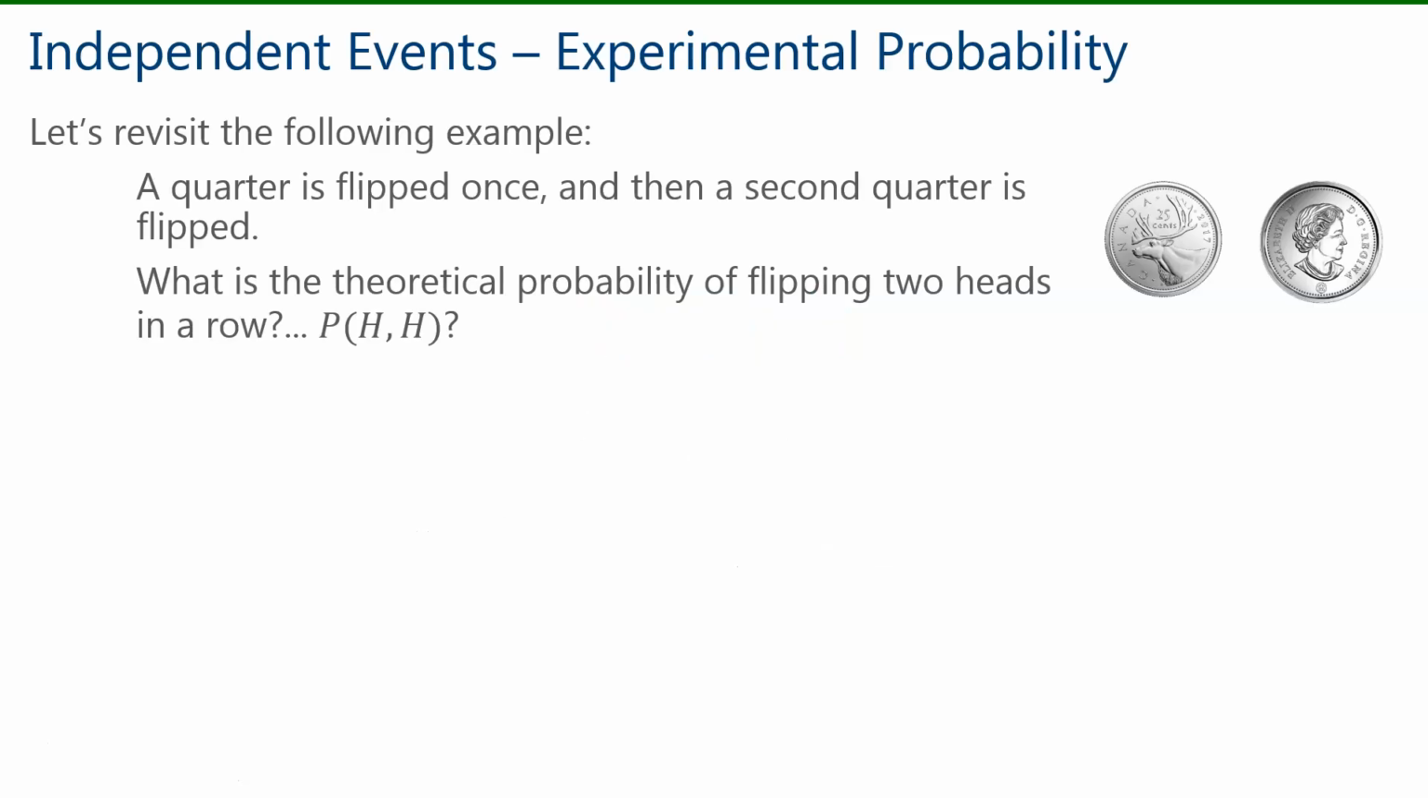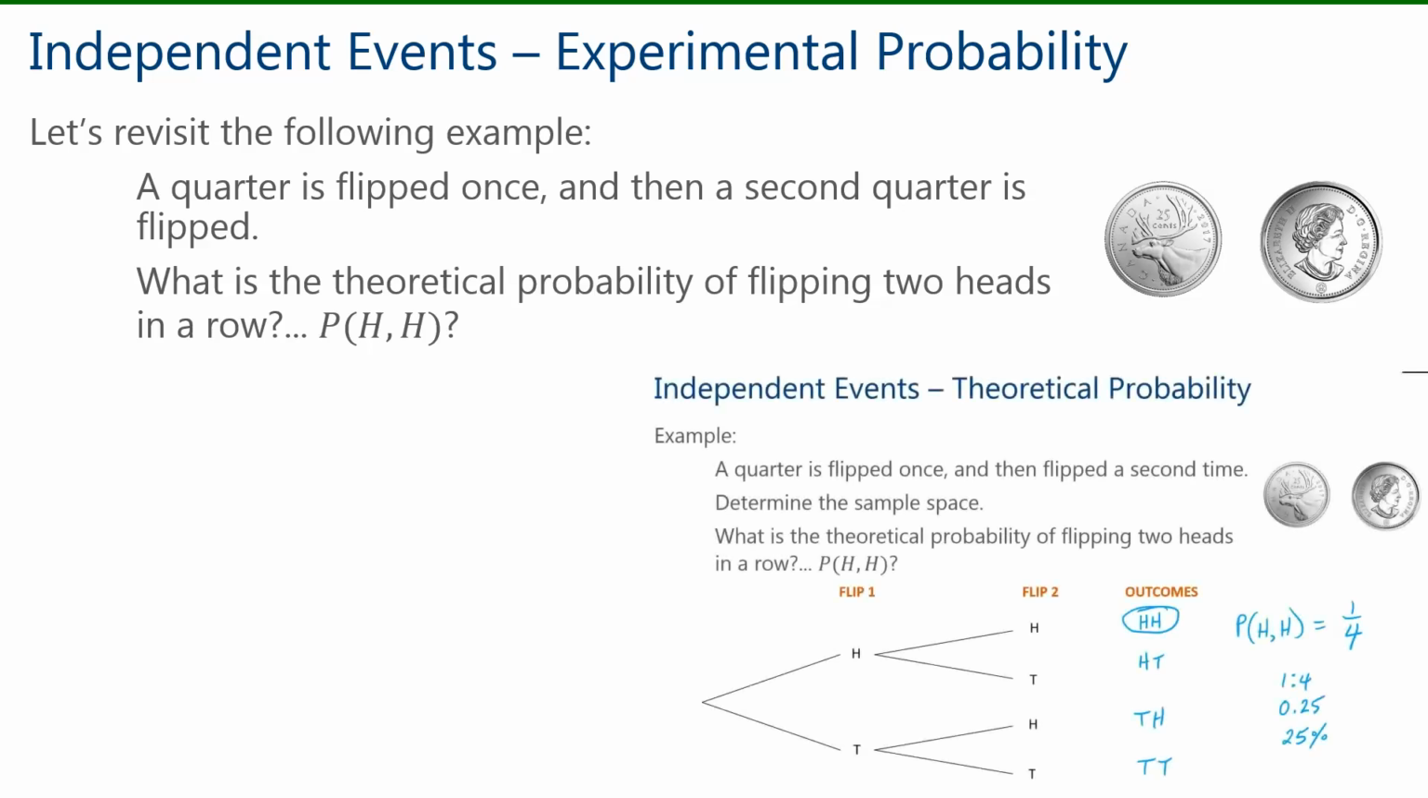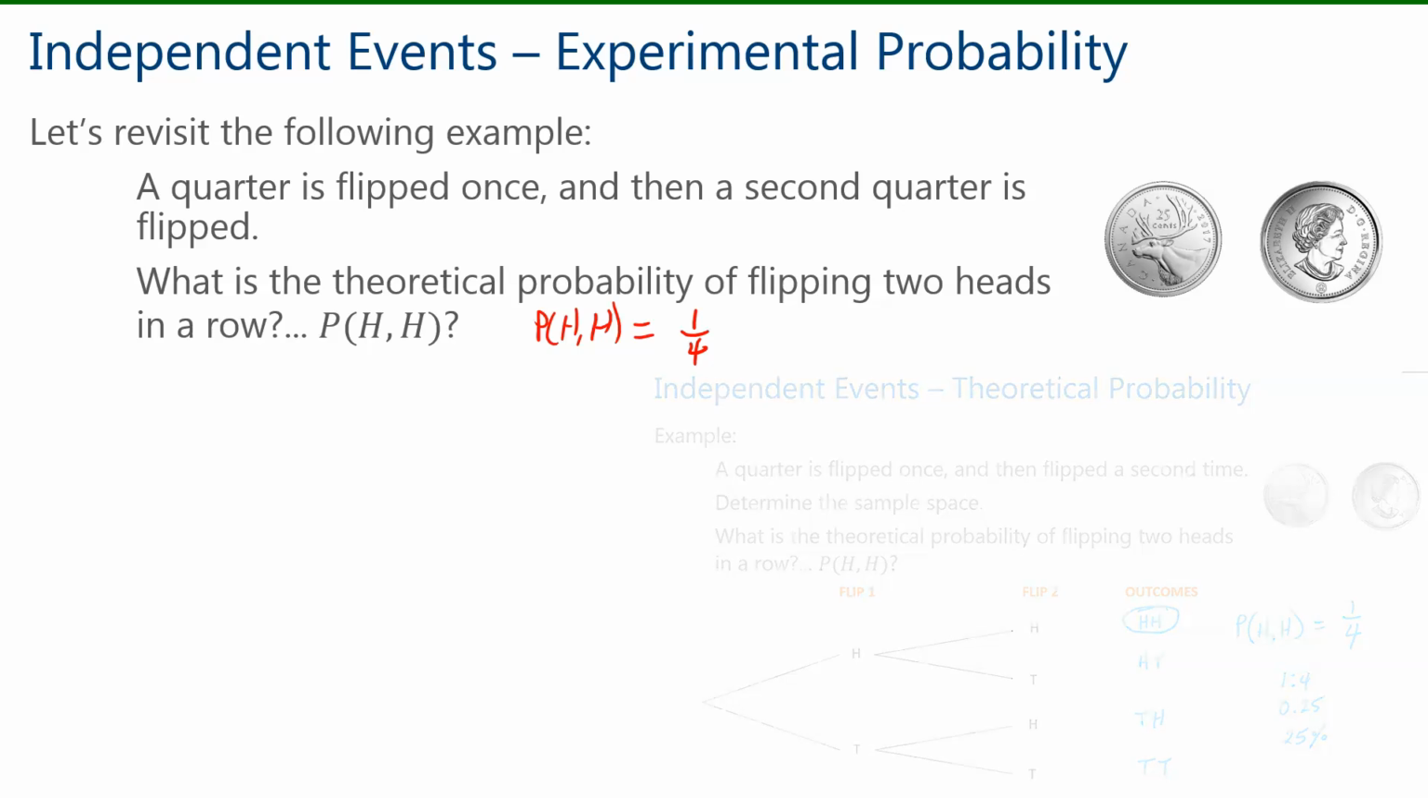Let's revisit the following example. A quarter is flipped once, and then a second quarter is flipped. What is the theoretical probability of flipping two heads in a row? If you recall, when we did this in a previous video, the probability of flipping two heads was 1 out of 4. We had created the sample space, looked at the favorable outcomes, which would be H and H, compared to the total number of outcomes, which would be 4.